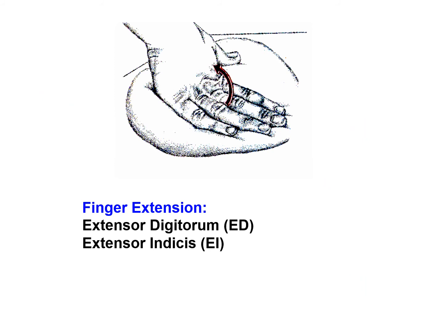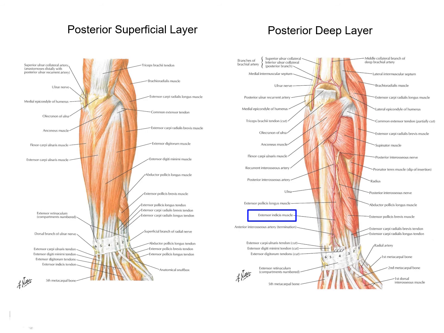Finger extension occurs at all four fingers due to the action of the extensor digitorum. Additionally, there is a separate muscle that also assists in extending just the index finger, which makes it much easier to point. That muscle is called the extensor indicis. The two finger extensor muscles are shown in the graphics on this slide, and they are found on the posterior side of the forearm and hand.